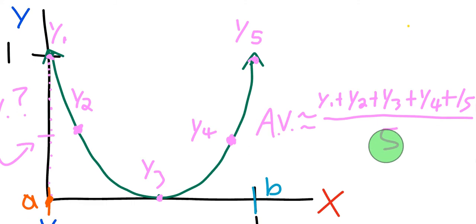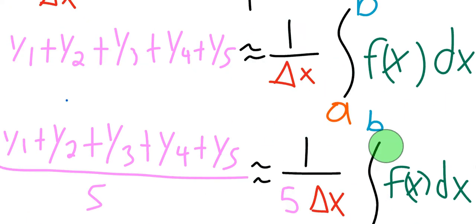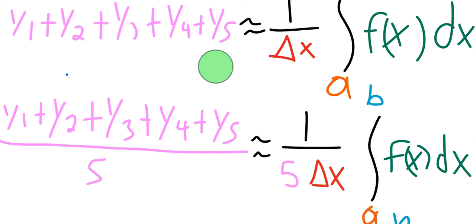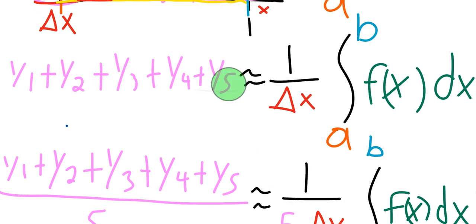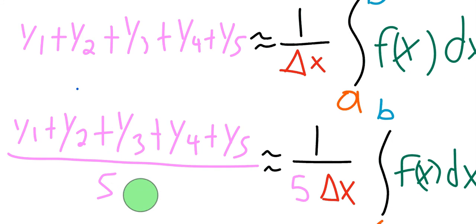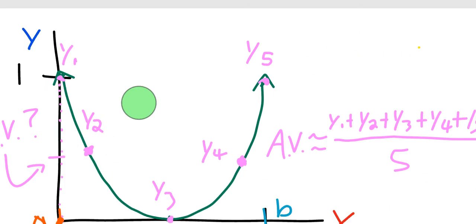Now all I'll have to do is divide by 5, which is what I'm going to do. So if I divide the left side of this approximate equation by 5, that would give me approximately the average value of this graph right here.